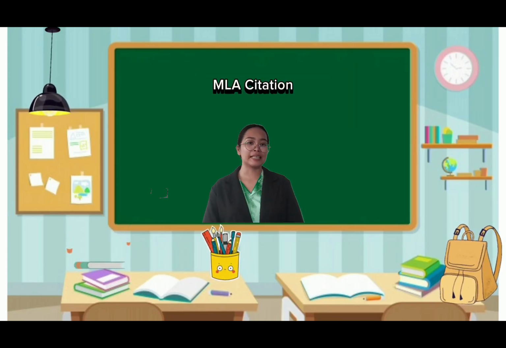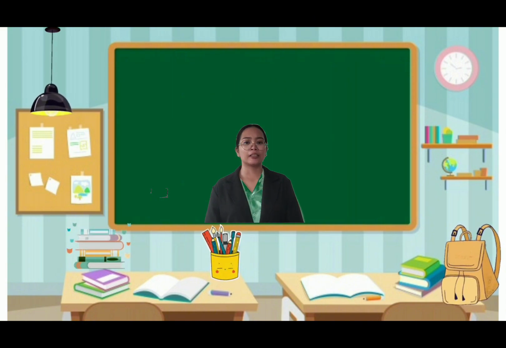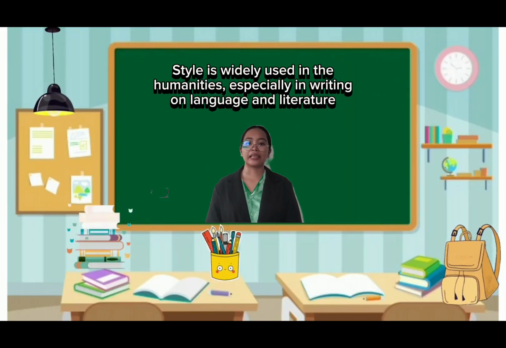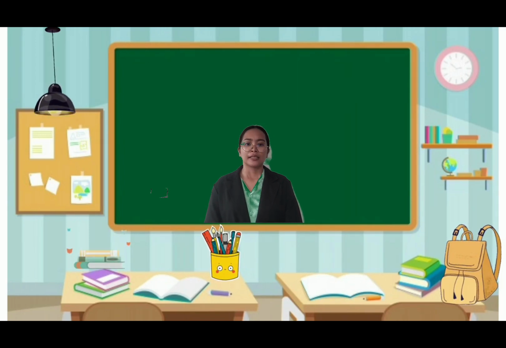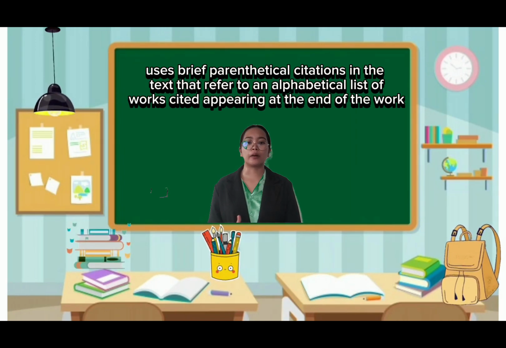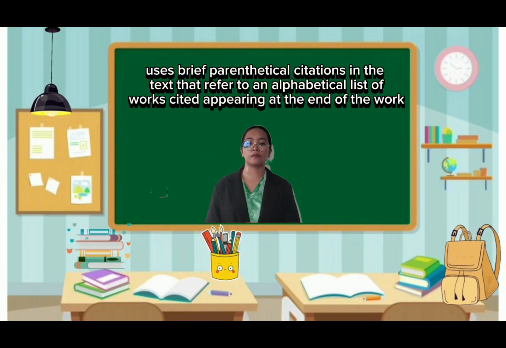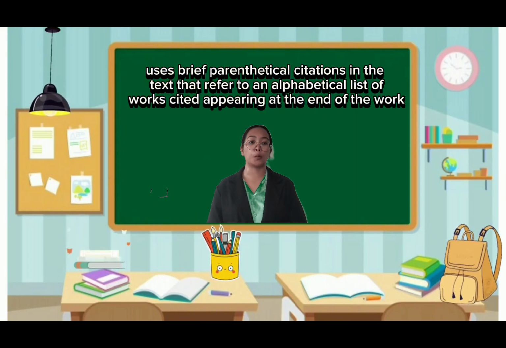The next one is the MLA citation. The style is widely used in humanities, especially in writing on language and literature. MLA style uses brief parenthetical citations in the text that refer to an alphabetical list of works cited appearing at the end of the work.